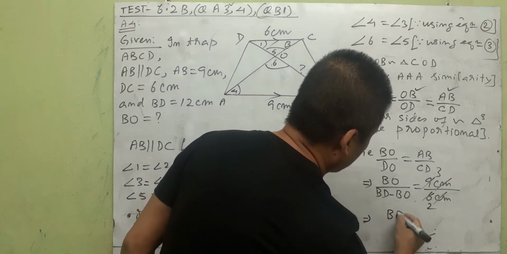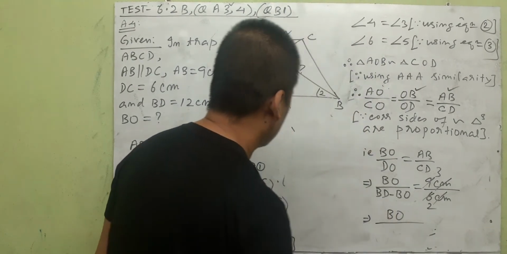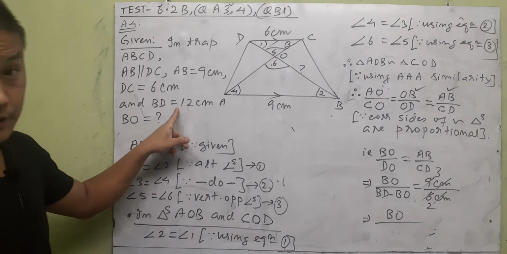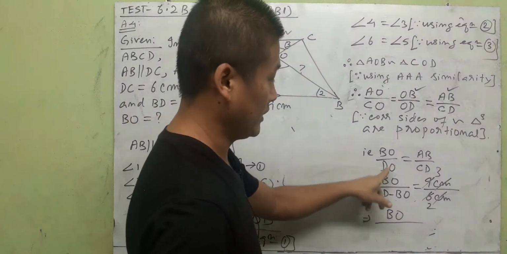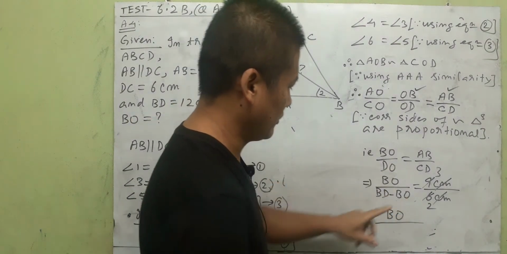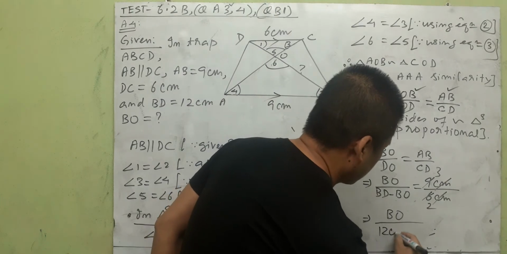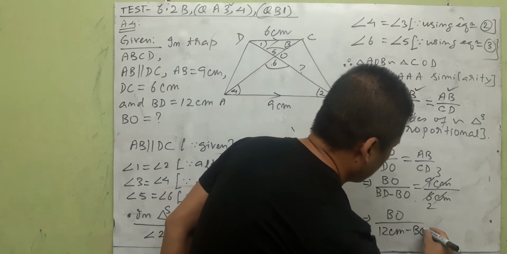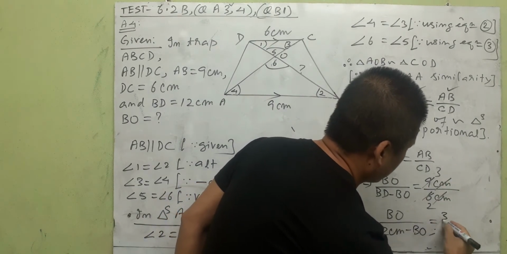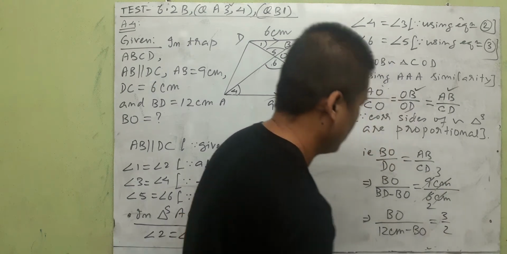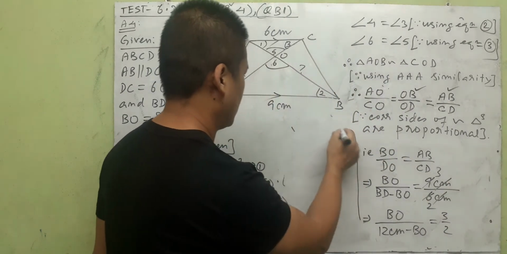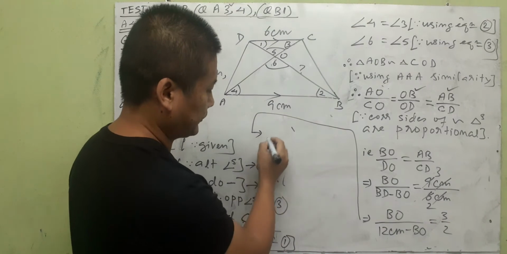Now BO we don't know yet, so just write it by BD. We have given in the question here, see 12. That's why we change in terms of BD. DO equal to BD minus BO. So 12 centimeter minus BO is equal to here 3 by 2. 3 by 2. Then we can go here.